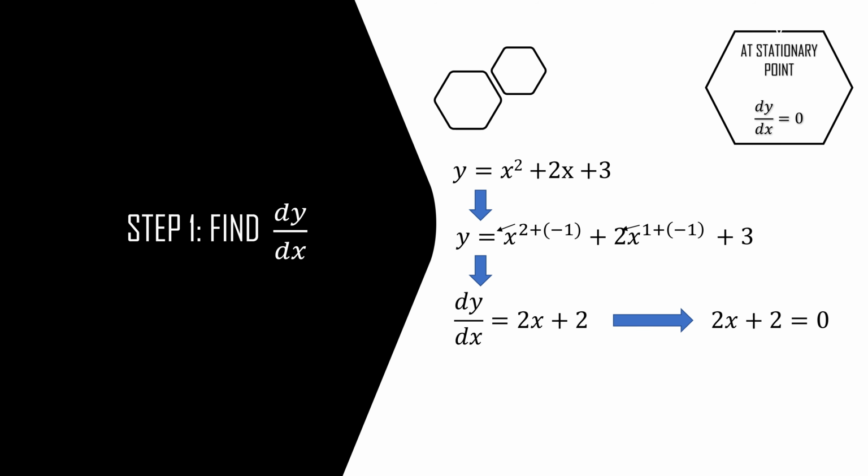As we all know that at a stationary point dy/dx is equal to 0, so 2x plus 2 is also equal to 0. Now we have to find the value of x. As the equation is 2x plus 2, x will be equal to -1. Now we have successfully found the value of x. Now we can get into step 2.